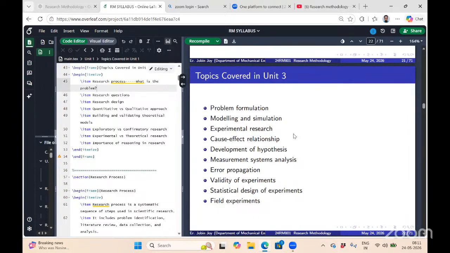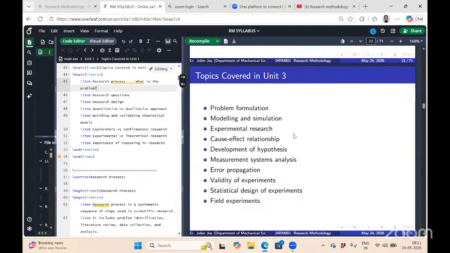Measurement systems analysis, MSA. We have to check the accuracy, precision, repeatability, and reliability of the measuring system. In quality control, this is very important. If the accuracy, precision, repeatability, and reliability of the measuring system are correct, then the results from that system will be correct. So in quality control, this is very, very important.